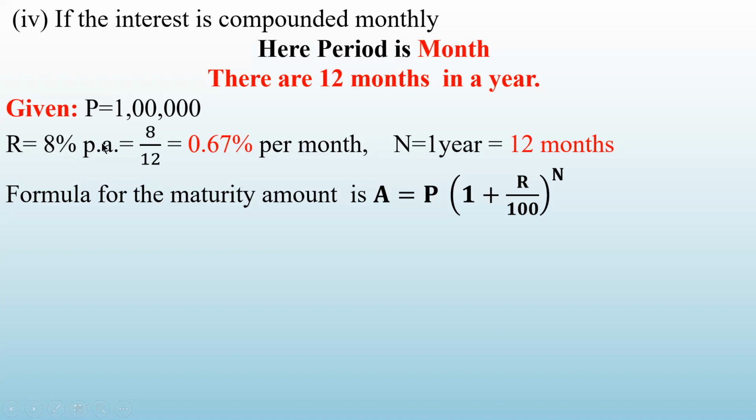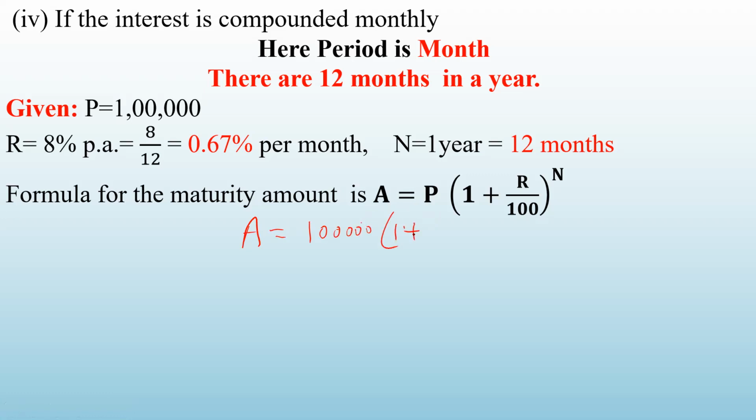So for 1 month, how much will it be? 8 divided by 12. When you divide 8 by 12, you get 0.6666, so you can take 0.67. This is the rate of interest per month. So we have converted from per year to per month by dividing R by 12. So 0.67% per month. N is 1 year, and because your period is month, you have to convert year into month. In 1 year there are 12 months, so N is 12. Now put everything in the formula. So A is equal to, principal is 1 lakh.